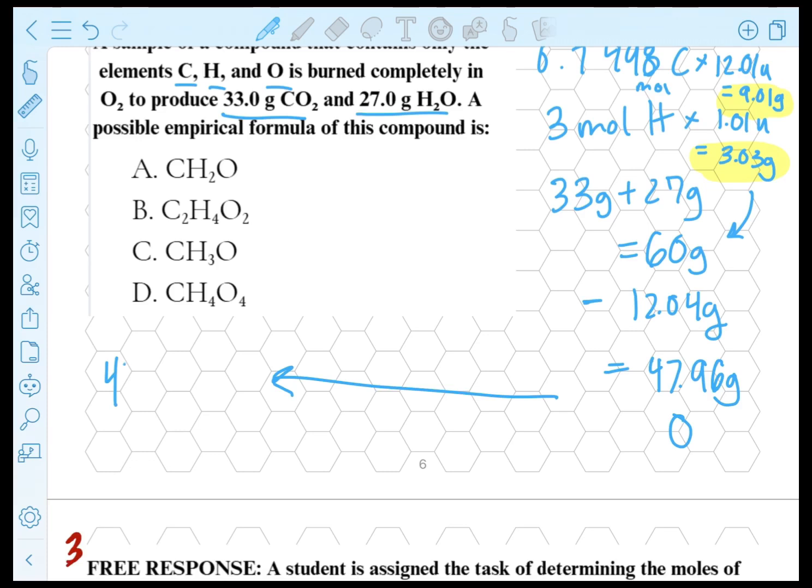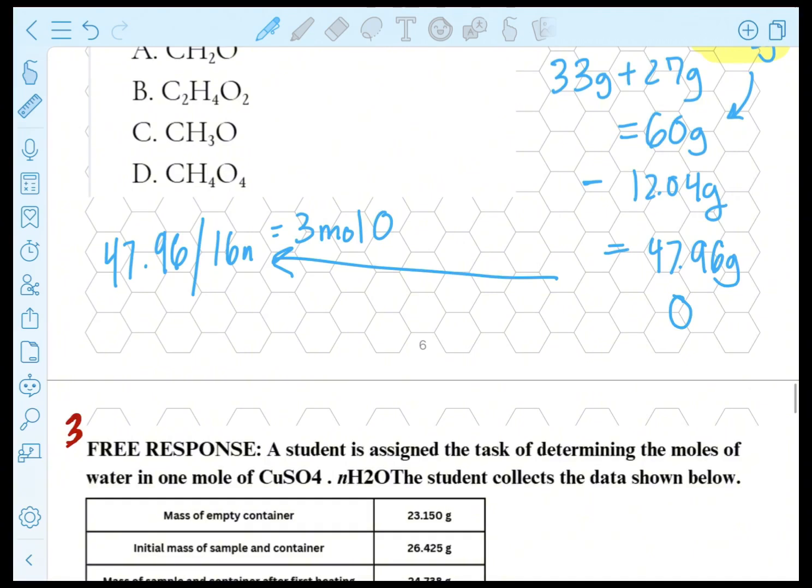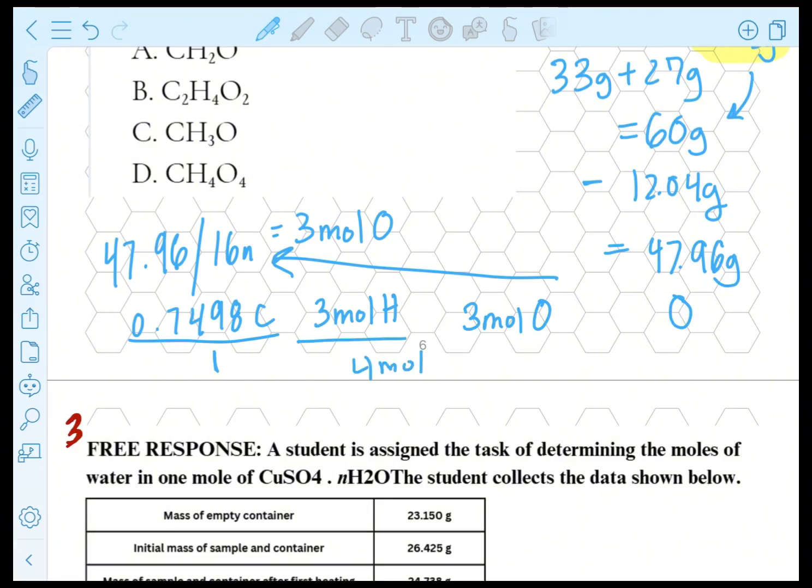So let's turn that into moles. If we have 47.96 grams of oxygen, we're going to divide that by the molar mass of oxygen, which is 16, which gives us 3 moles of oxygen. So now that we have the moles of every single element, we're going to divide by the smallest amount to get whole number ratios, since carbon is not a whole number. So the smallest amount is carbon. So we have 1 carbon, and 3 divided by 0.75 gives us 4. And since it's the same for oxygen, it is 4. So now that we have the ratios, we can tell that the answer is D.